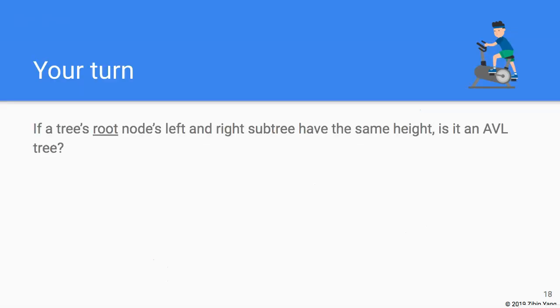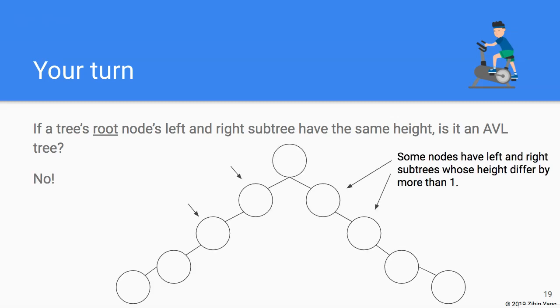Here is another question for you. If a BST's root node has left and right subtrees of the same height, is this tree an AVL tree? Think about that. Well, the answer is no. It's not enough for just the root node to satisfy the invariant. Remember, the invariant is that every single node must have left and right subtrees whose heights differ by no more than 1. You can look at an example here.